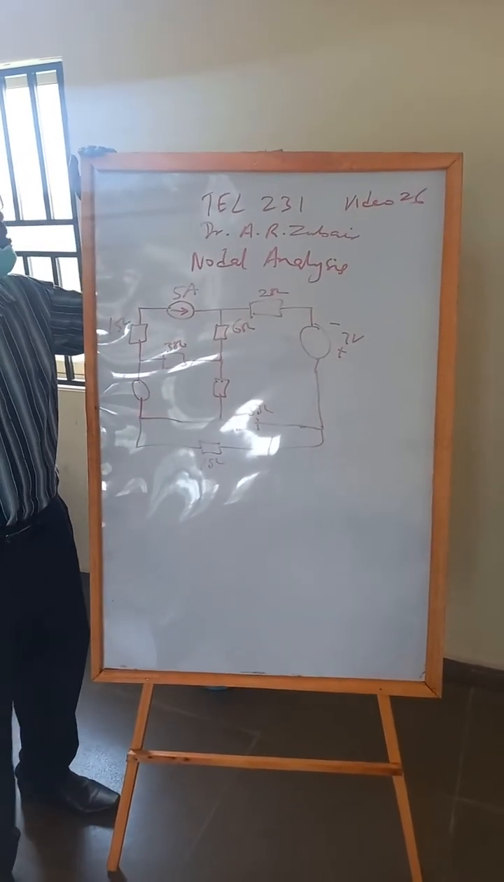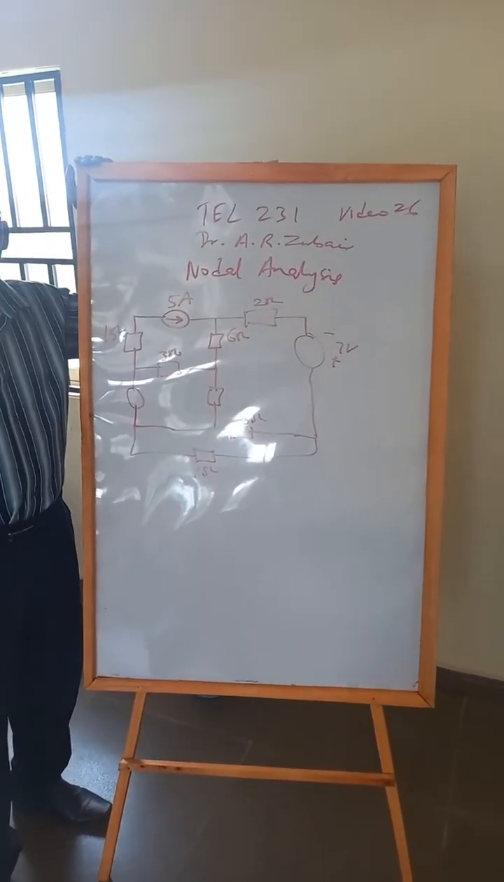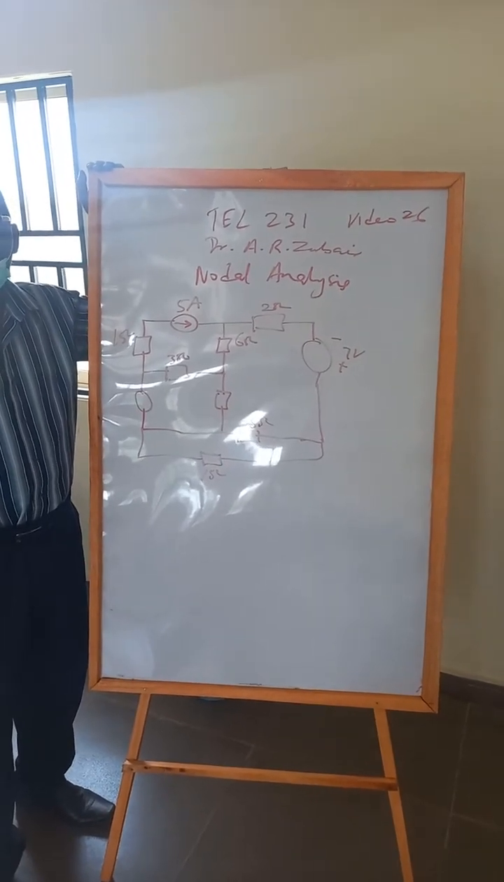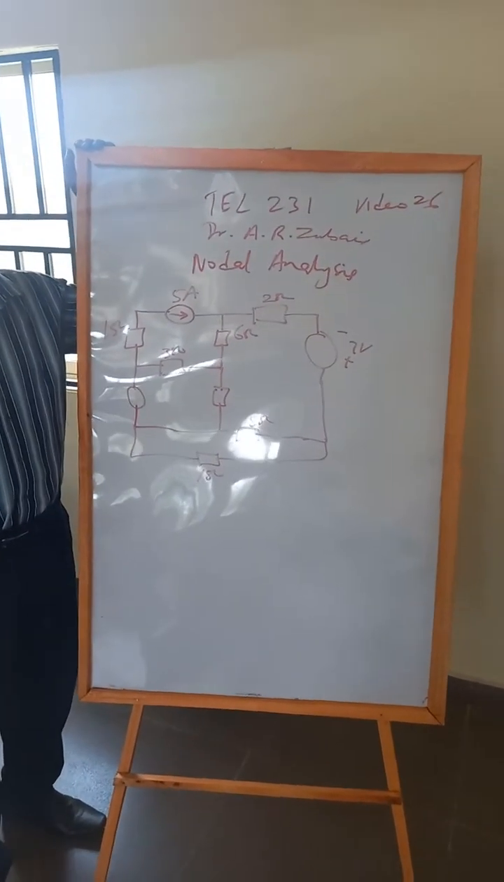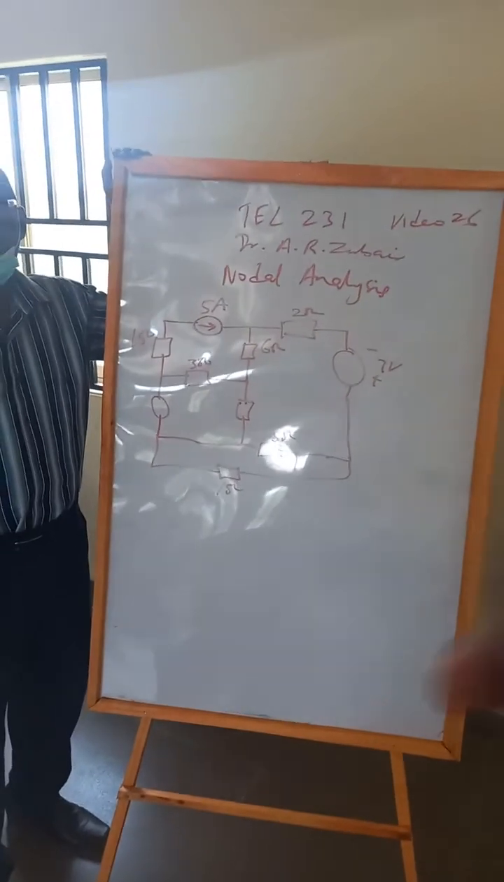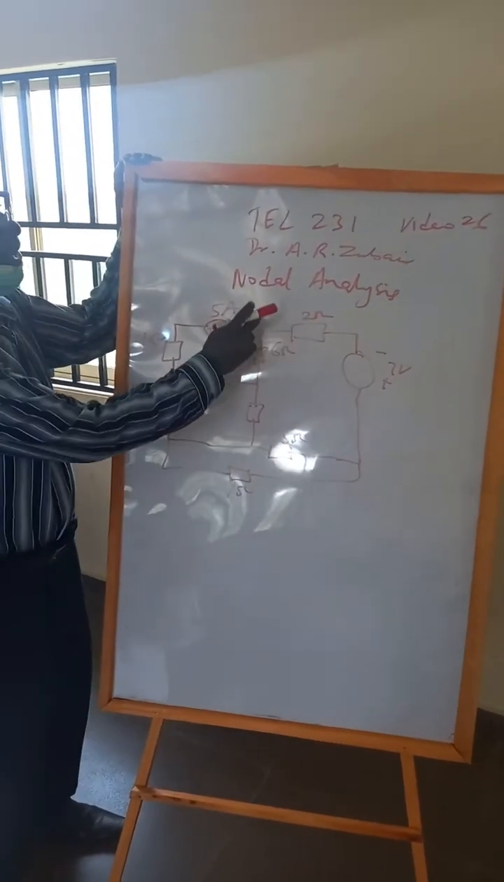Welcome back. This is our video 26. We are discussing the last of 6 methods. You remember in the beginning, I said the 1 ohm. The 1 ohm is missing.